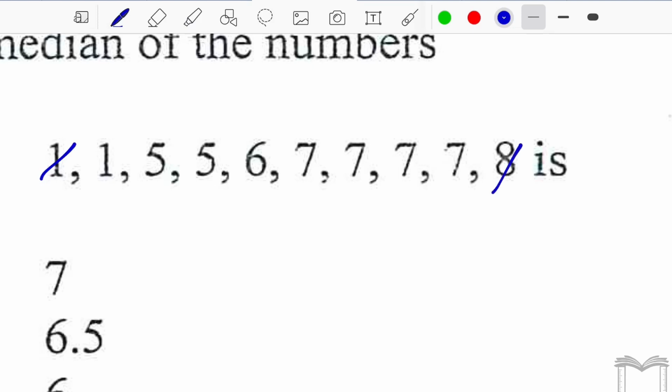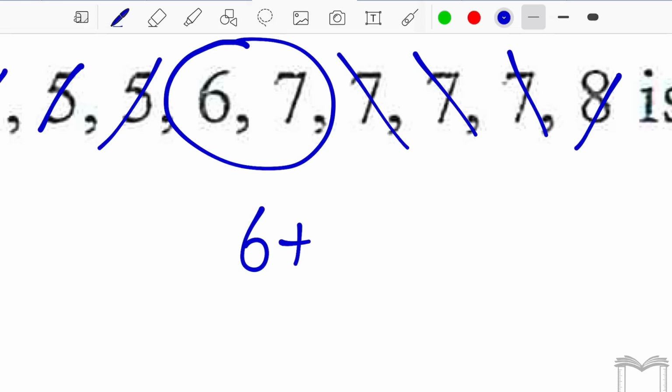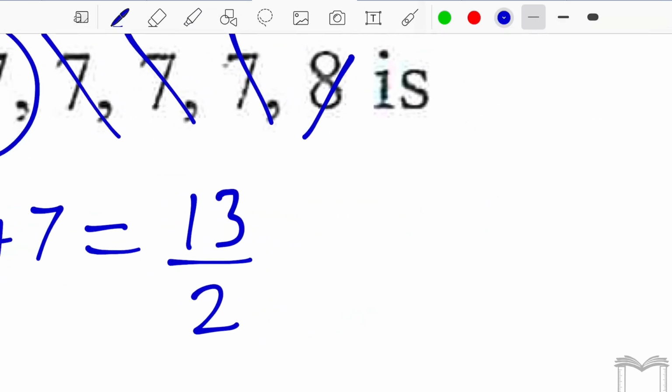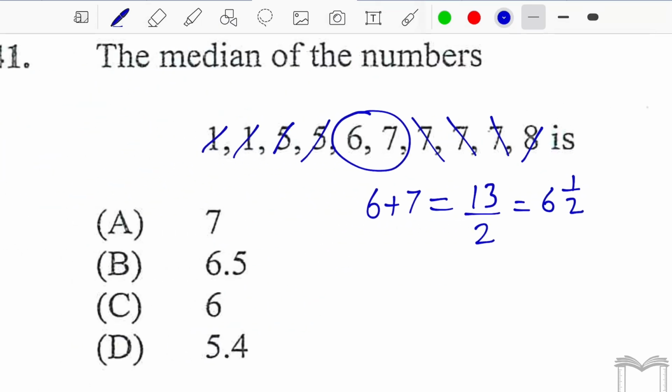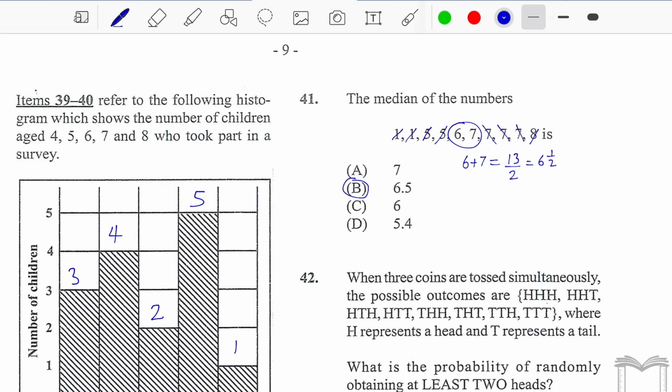So let's cross the first and the last number out. Second with the second to last, and continuing like this. So we are seeing that we have 2 numbers in the middle. If we had 1 number, then this would be the median, but we have 2 numbers. So what we do in this case is we add the 2 numbers. 6 plus 7, of course this is 13, and we divide it by 2. 2 into 13 is equal to 6, remainder 1, so that's 6 and a half, or 6.5. So the answer is B.